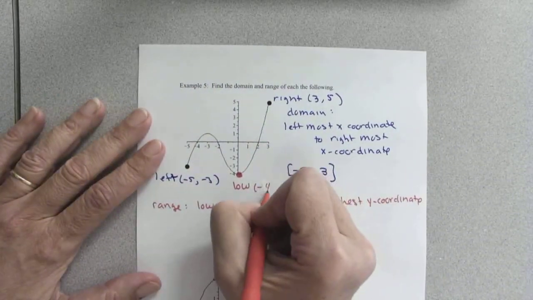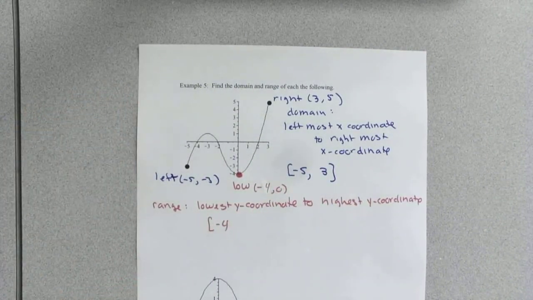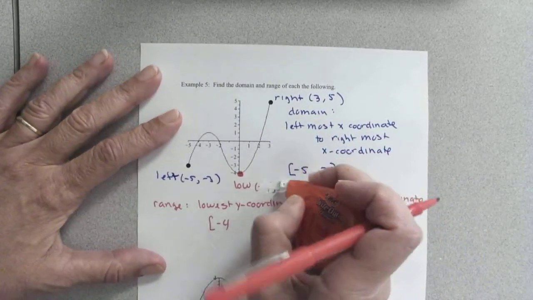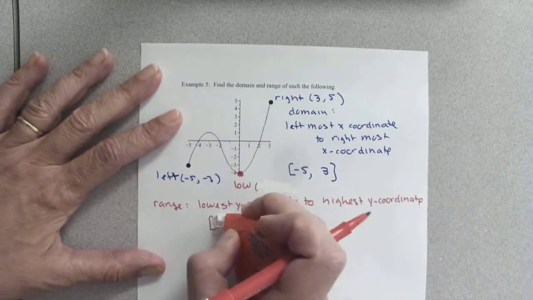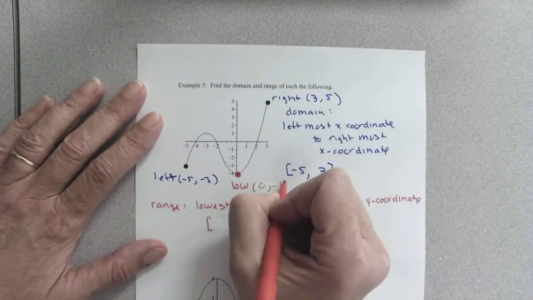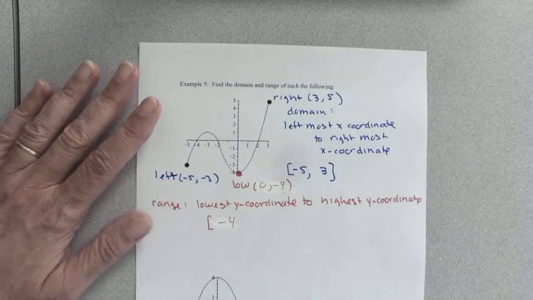Excuse me. -4, 0. So my domain's going to start at, I got that wrong. Pretend that didn't happen. My lowest point is 0, -4. So my domain is going to start at -4.